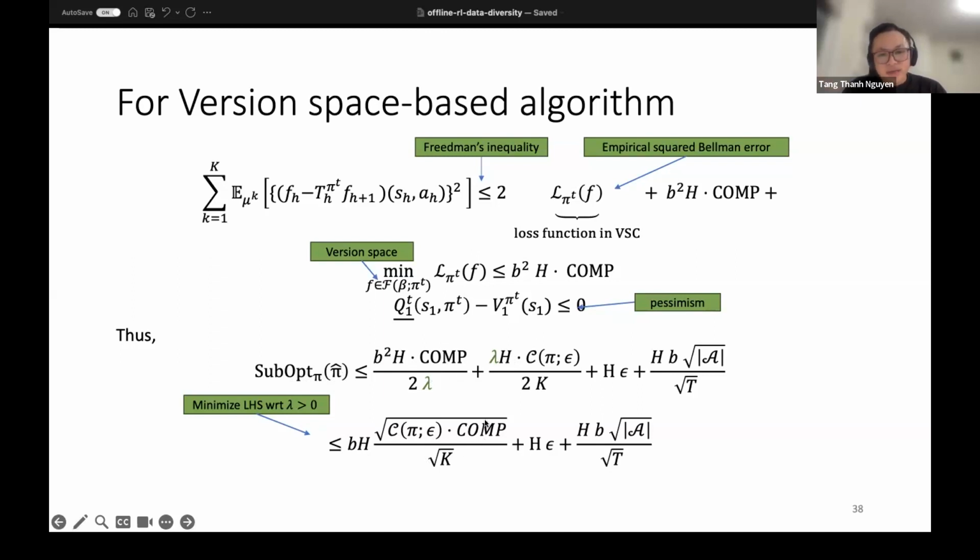So 1 over square root of k, with sample complexity and data diversity. It's simplified a lot, and it holds up to some absolute constant and with high probability. But that is basically the gist of the proof.